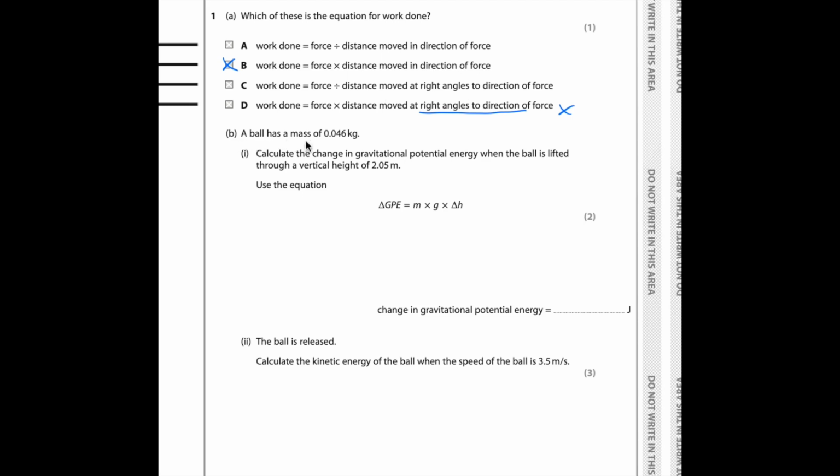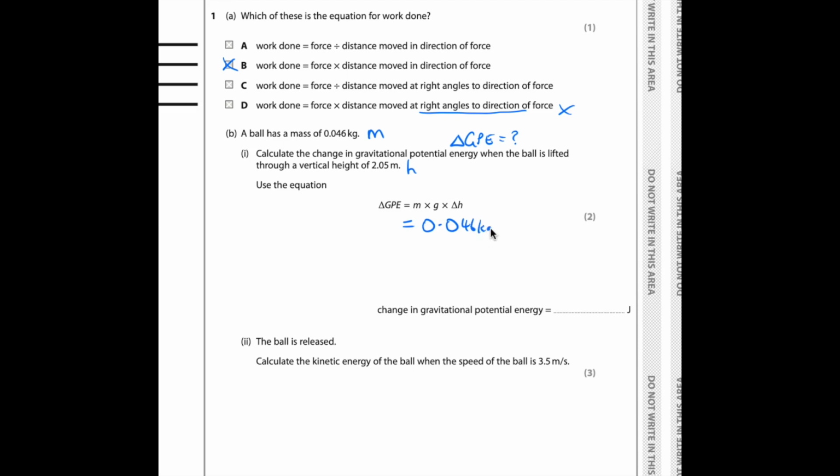Part B. A ball has a mass of 0.046 kilograms, so that's our mass M. Calculate the change in gravitational potential energy, so change in GPE is our target, when the ball is lifted through a vertical height of 2.05 metres, so that's height h. And they've kindly gave us the equation, so we'll just pop the numbers in. We don't need to rearrange it.